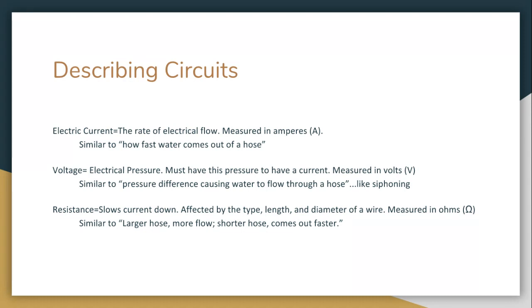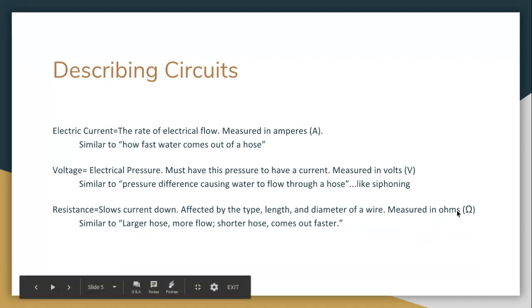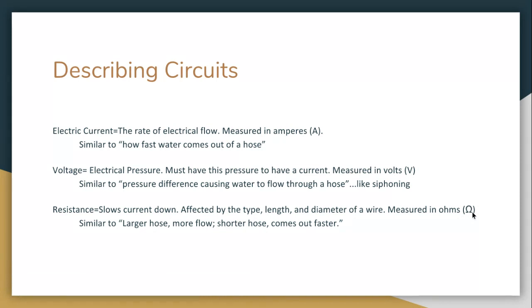We measure resistance in ohms, named after the guy who came up with it, and we use the Greek letter omega for that. It's similar to if you have a larger diameter hose, then it's going to be easier for water to flow through. Or if you have a shorter hose, it doesn't take as long for the water to get from one end of the hose to the other.